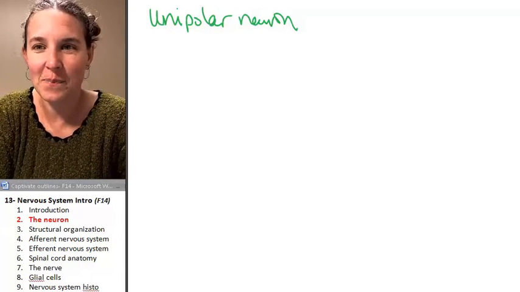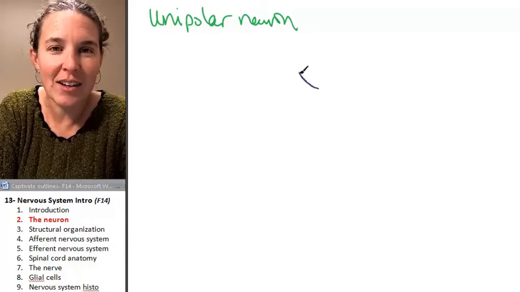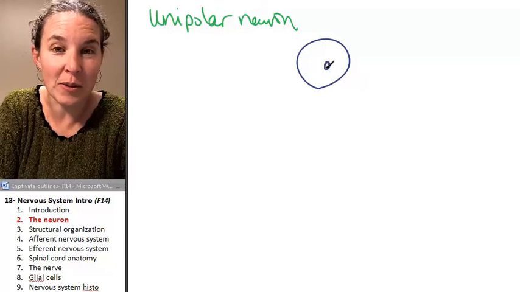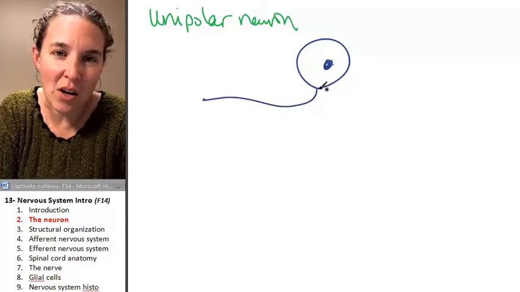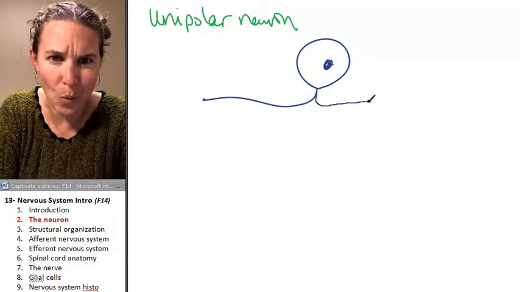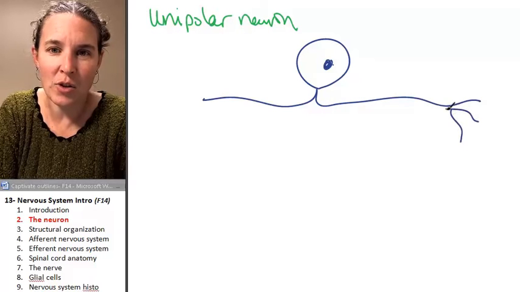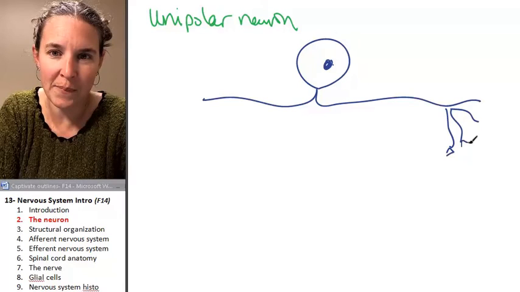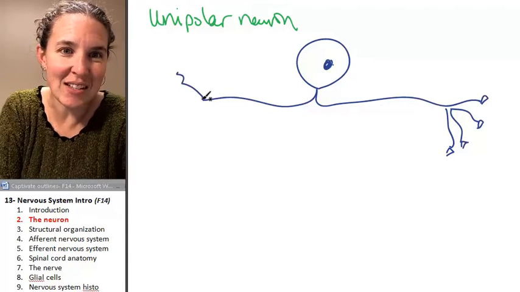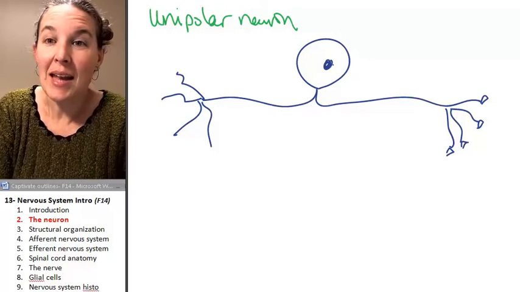In a unipolar neuron, you have a cell body, just like normal, but look at this. It's called unipolar because it's like one thing coming out of here. These are my synaptic knobs down here, right? And these are my dendrites up here.